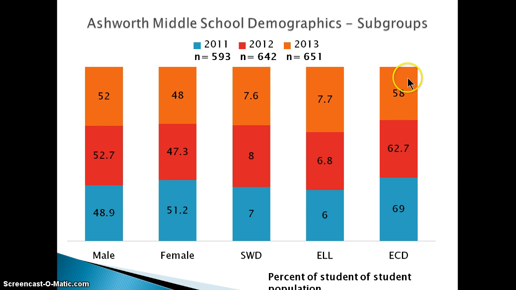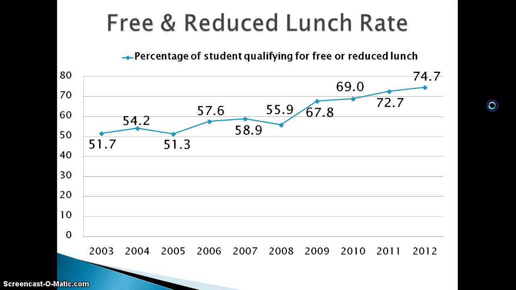And economically disadvantaged. Now I want to go ahead and make a point on this slide that will relate to the next one. As you can see, in 2011 we had 69% economically disadvantaged, 62.7, 58. So one would think the trend has gone down, but if we compare that to our free and reduced lunch rate, we see that in 2012 we were at 74.7% as opposed to 2003 where we started at 51.7%, and then our biggest jump came during the Great Recession.